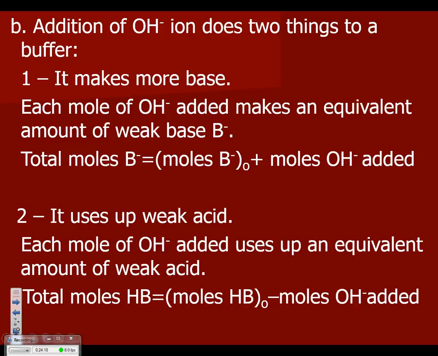Now, you've got to be careful. The equivalence here is if I add something that has just 1 OH, then it's just going to put 1 OH in. But if I have something that has 2 OHs, like Ba(OH)2, then I'm going to have to do twice as many moles of OH added.